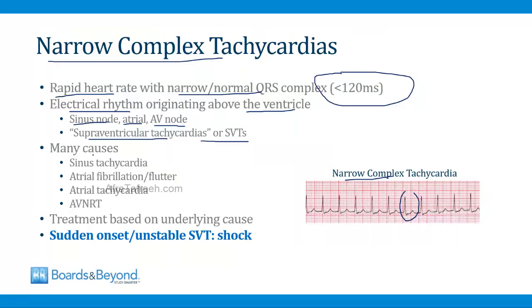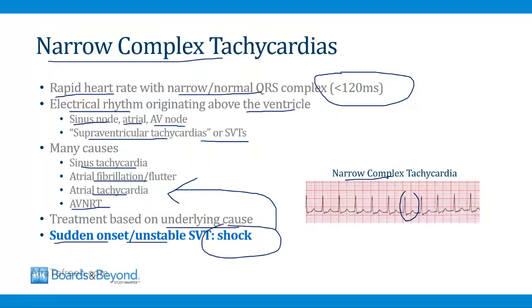And because all narrow complex tachycardias originate above the ventricle, we often call them supraventricular tachycardias or SVTs. And there are many causes of SVTs, things like sinus tachycardia, atrial fibrillation and flutter, atrial tachycardia, and AVNRT, which we'll talk about later, in addition to other arrhythmias. The treatment is always based on the underlying cause, and you have to learn how to interpret ECGs to differentiate one of these arrhythmias from another. And once again, in terms of your board exams, if they describe a patient with the sudden onset of an SVT and the patient is unstable, the answer is almost always to shock. That's because many forms of SVT will convert to sinus rhythm if you deliver an electrical shock. And so that's what you want to do when someone is unstable with a sudden onset SVT.